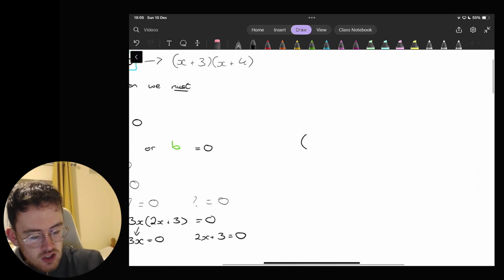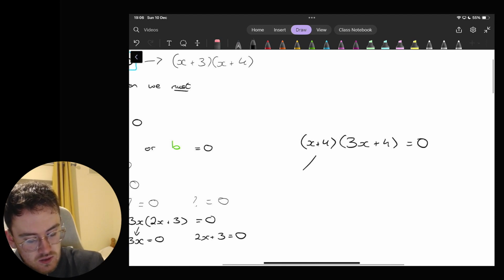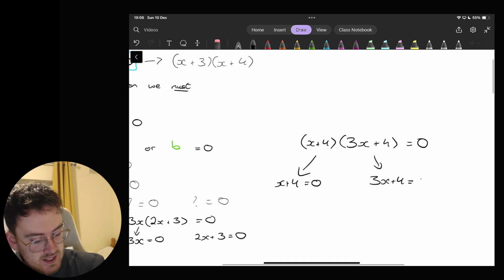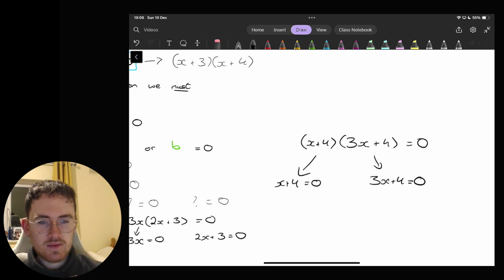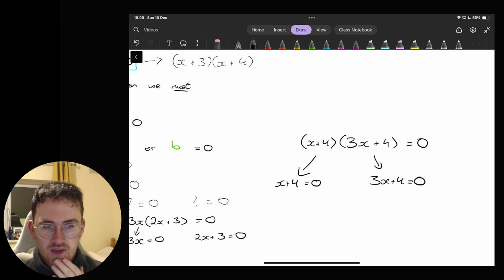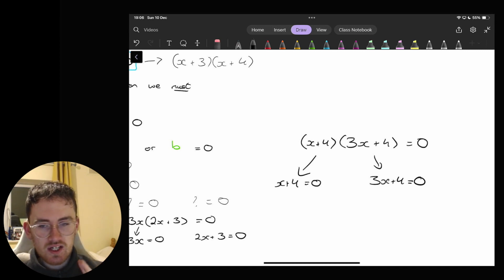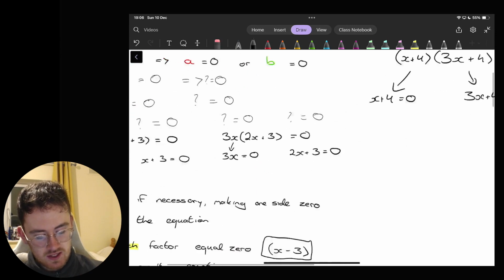Just making sure that we're happy with that general idea. Say I have something like this, equal to 0. I take each bracket individually and put them equal to 0, because for two things to multiply to give me 0, one of them has to be 0 in the first place. So we try out both of them. We see what value of x would make each bracket 0, and those are going to be my two answers. We're going to have two solutions here for all of these questions.